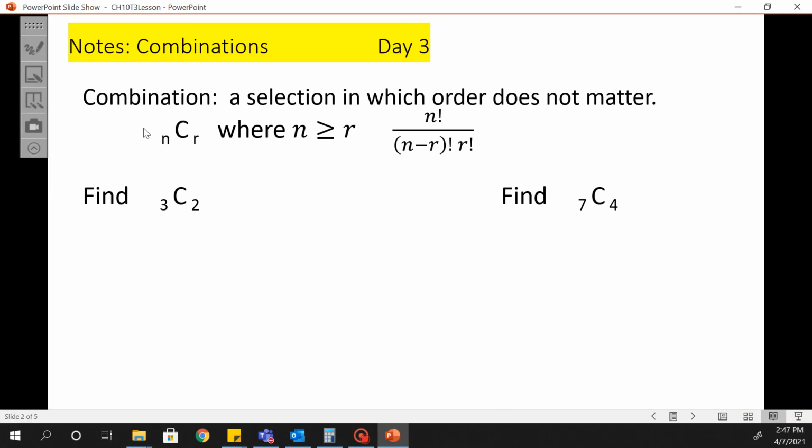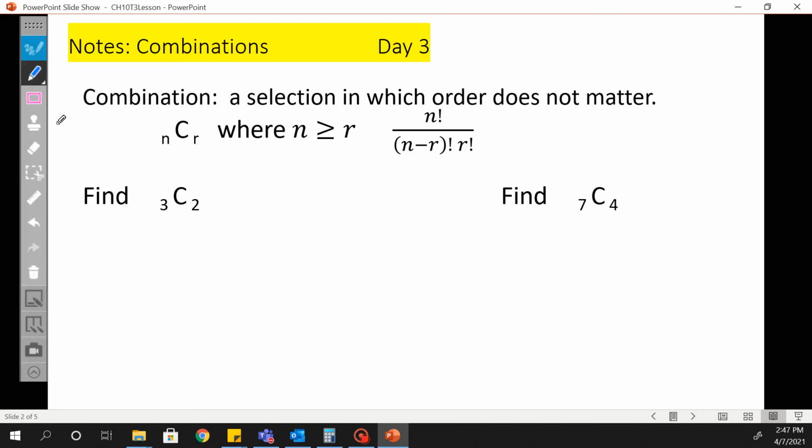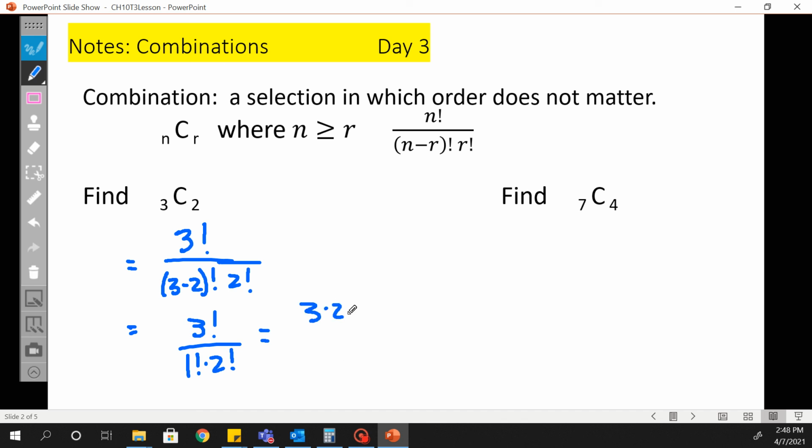Now we have a few examples where we just calculate combinations. 3 combine 2: three items to choose from, groups of 2 where order doesn't matter. That would be 3 factorial over 3 minus 2 factorial, times 2 factorial. So that's 3 factorial over 1 factorial times 2 factorial. Three times 2 times 1; 1 factorial is just 1; 2 factorial is 2 times 1. So it's just 3. You could have calculated that in your calculator as well, but in this case it's a little easier to just cross this stuff off.